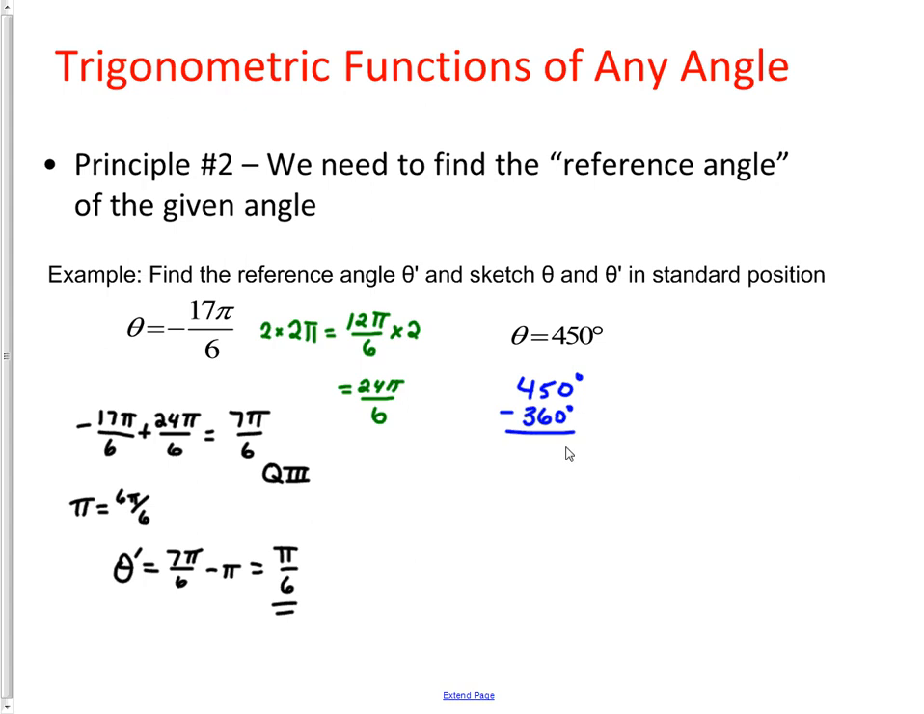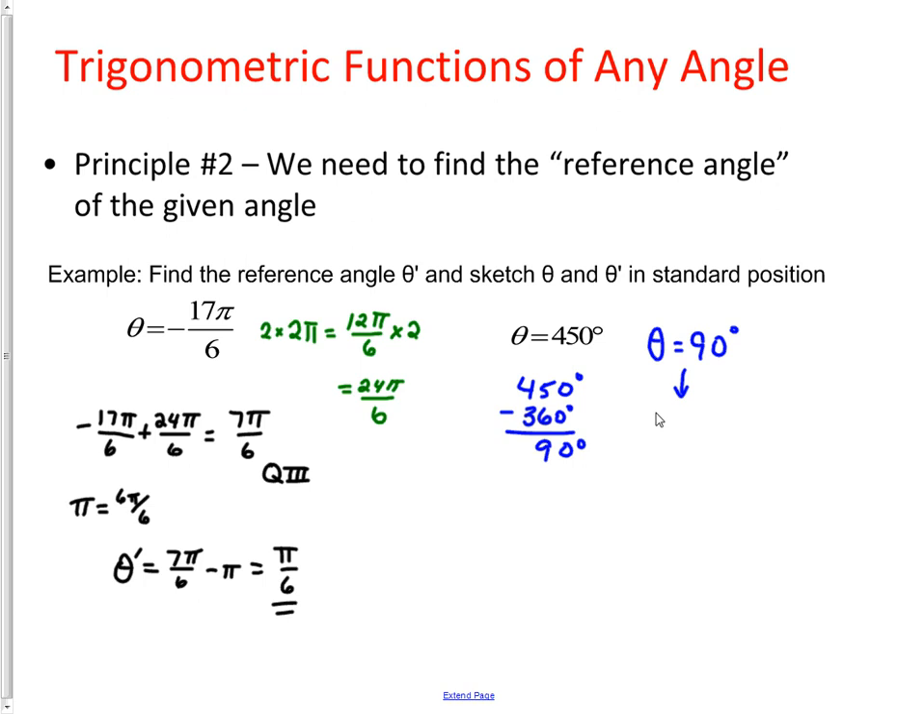Well, doing the subtraction, of course, 0 over here, borrow 1, 15 minus 6, that's 9. So, oh, that's 90 degrees. So theta, our coterminal angle theta, is 90 degrees. What would that make our reference angle?